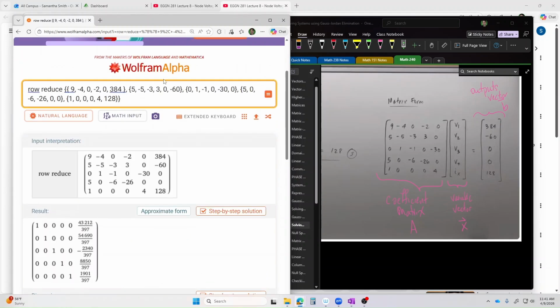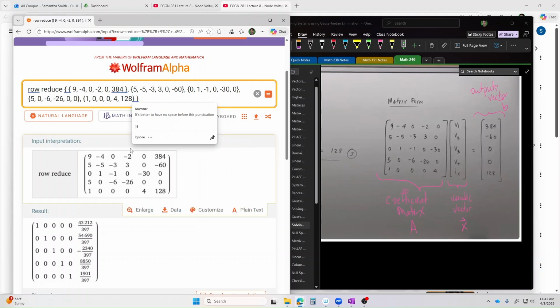Okay, so I have typed the augmented matrix corresponding to this problem into Wolfram Alpha. If you've not typed matrices into Wolfram Alpha before, those are written using curly brackets, where you have curly brackets surrounding the entire matrix, and then you have another set of curly brackets surrounding each row of the matrix. So you can see this first row of the augmented matrix consists of 9, -4, 0, -2, 0, and then the output 384. So I've surrounded that list of values in a curly bracket to form the first row, and so on and so forth.